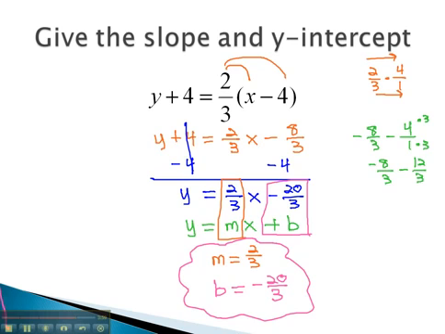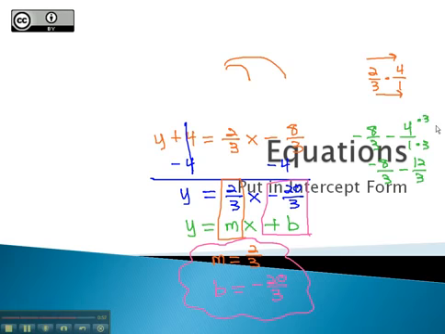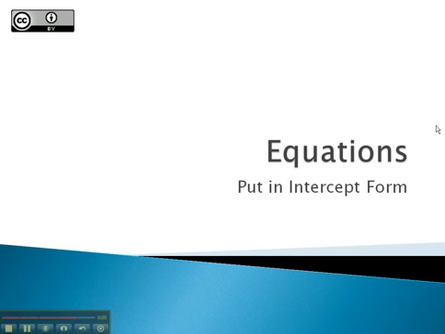By solving the equation and getting the y alone, we can easily identify the slope or y-intercept.